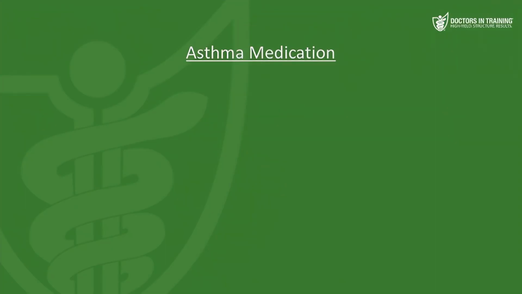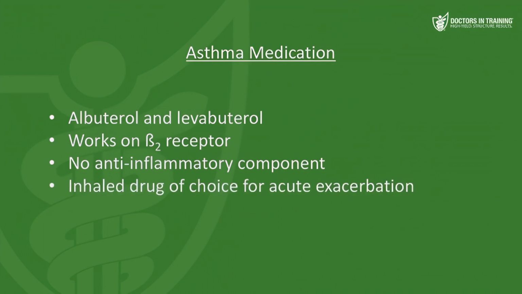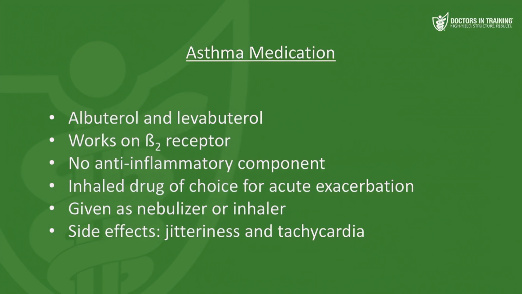So when we think of asthma, the mainstay for acute exacerbation is albuterol and levalbuterol. The mechanism of action is they work on the beta-2 receptor, leading to smooth muscle relaxation of the bronchi. They don't have any anti-inflammatory component, and they're an inhaled drug of choice for acute exacerbation. You can give them either by nebulizer, through a machine, or in a quick inhaler. The side effects you classically see are jitteriness and tachycardia. Sometimes when you give this medicine to kids, you'll see heart rates into the 150s.